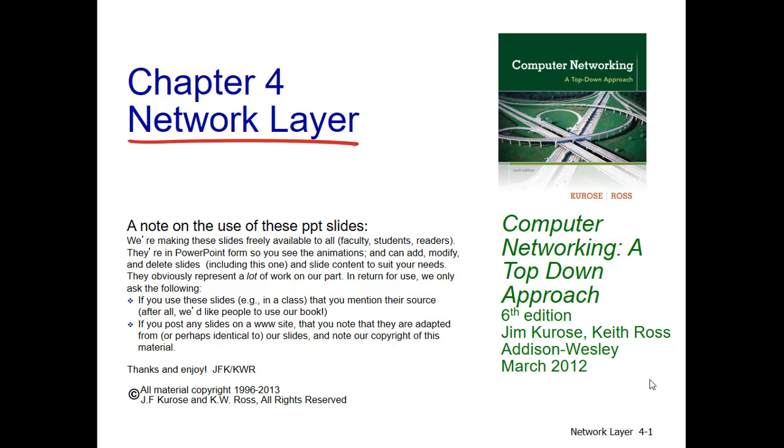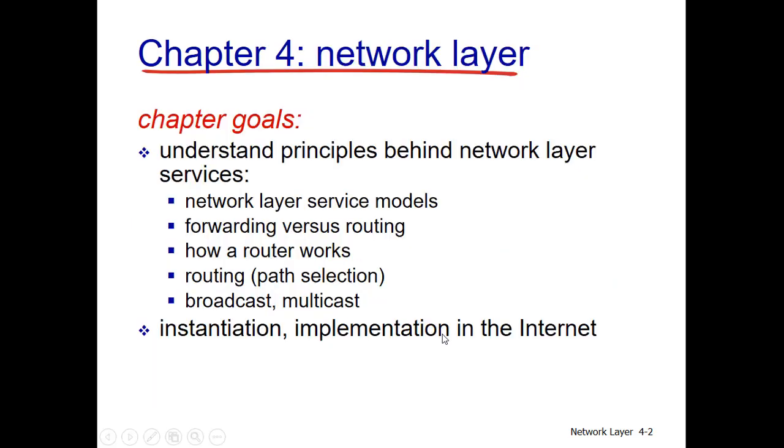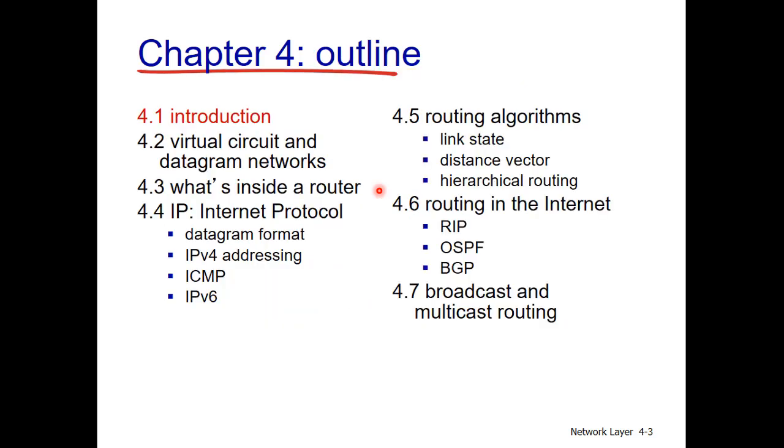In today's class, we are going to talk about the network layer, which is chapter 4 of your book, Computer Networking: A Top-Down Approach. The goals of this chapter are to understand the principles behind the network layer. This chapter revolves around the network layer, and we talk about network layer service models, forwarding versus routing, how a router works, routing path selection, broadcast and multicast, and many different things.